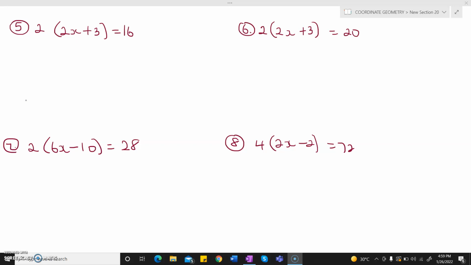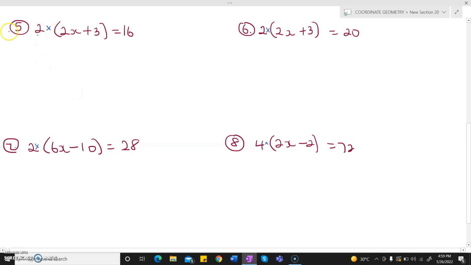So in number 5, we have 2, open bracket, 2x plus 3, close bracket, equals 16. Something to note is that the number on the outside, the 2, has an invisible multiplication sign between it and the brackets. We don't write it, but it's there. Same in number 6, number 7, and number 8. Between the 4 and the brackets is an invisible multiplication sign. Just keep that in mind.